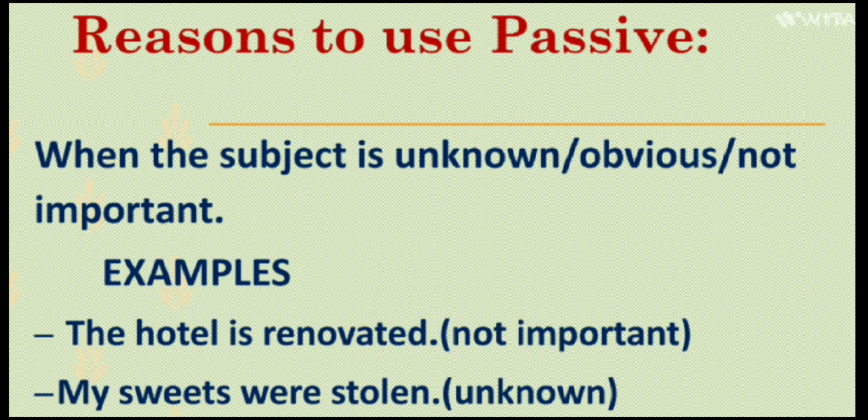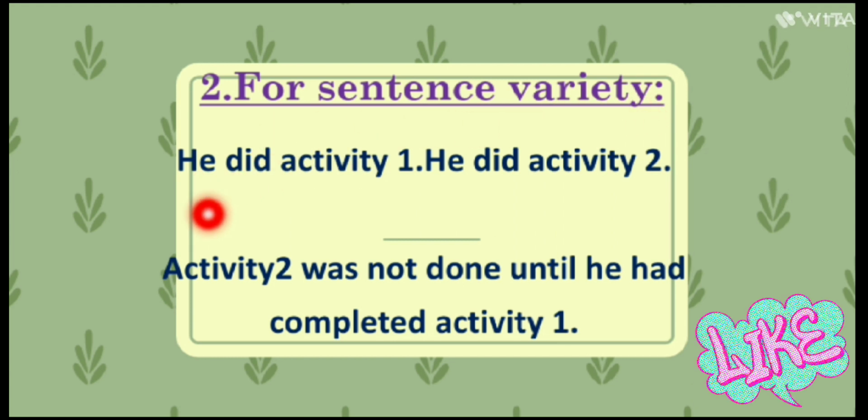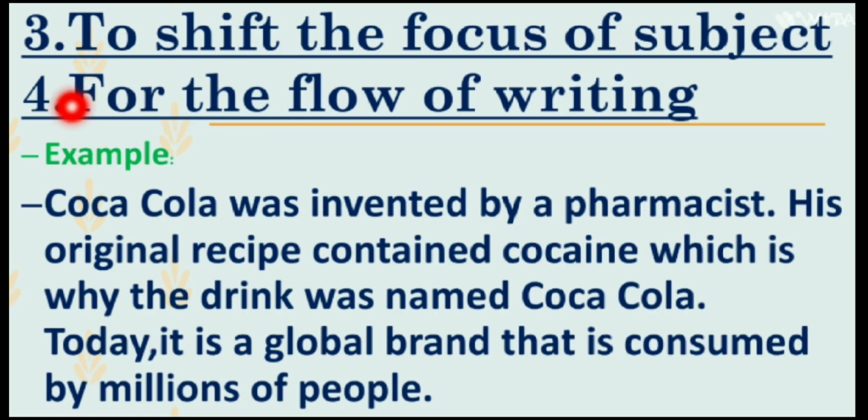If we are saying plants are watered or the thief is arrested, the subject is very obvious. Second reason, for sentence variety. Let's understand with the help of this example. There's an extract, two sentences. He did activity 1, he did activity 2. This expression can be written like activity 2 was not done until he had completed activity 1. Passive voice has given a variety to this expression.